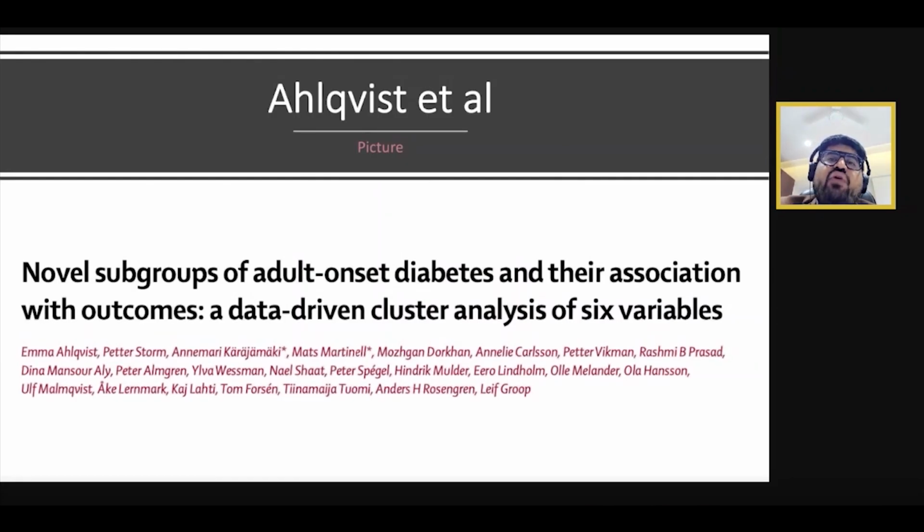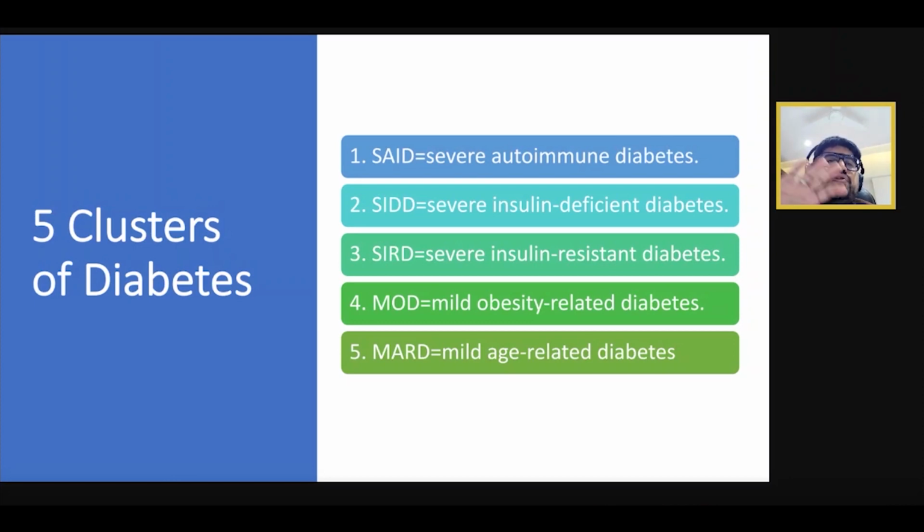And what are these attempts, and what do these really suggest? So Ahlqvist et al., this is from Scandinavia, from Sweden. They came up with novel subgroups of adult diabetes in 5 to 6 different clusters, right? They give 5 clusters. The 6th one was later added by somebody as an editorial. So there are 5 classical clusters of diabetes which they give. The first is severe autoimmune diabetes, second is severe insulin deficient diabetes, third is severe insulin resistant diabetes, fourth is mild obesity related diabetes, and fifth is mild age related diabetes.